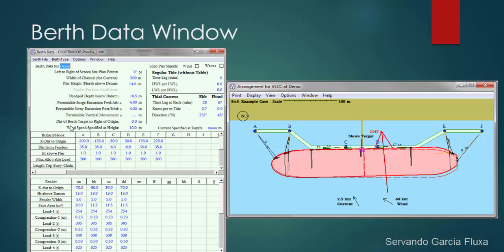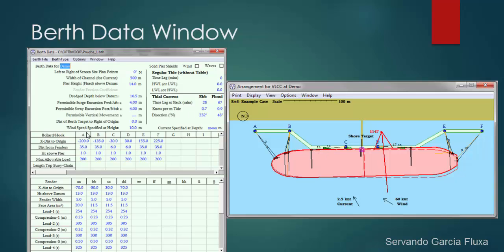Then you have to define the distance of the berth target to right of origin. What does it mean? That means that you have to define where your point of interest is. Maybe you're more interested to know the movement at the middle of the vessel, or maybe at the bow of the vessel. So you have to define here a relative distance. As you can see in the drawing, there is a black line called shore target. So when you define this distance of berth target to right of origin, you're defining the distance between this shore target and the point of interest in your vessel.